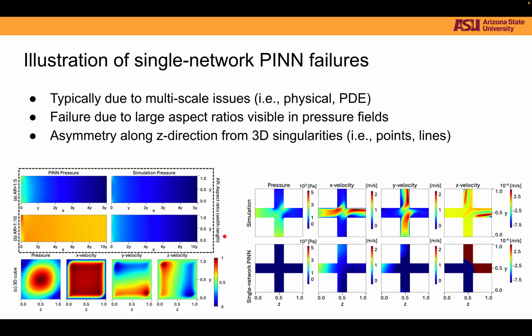And going up into our three-dimensional domain that we're interested in, we can see that the single network PINN just fails for all of these pressure and velocity predictions compared to the simulation on the top.